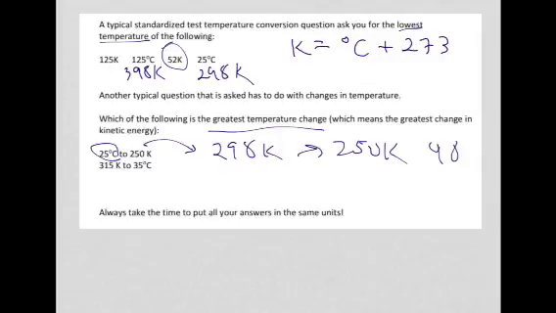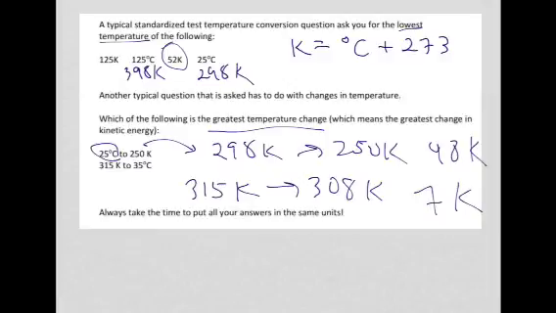And we're going from 298 to 250 Kelvin, which when I take the two numbers and I subtract is 48 Kelvin. Sorry about the handwriting. And then 315 Kelvin to 35 degrees Celsius. 35 plus 273, that's 308 on my trusty rusty calculator. And of course the change here is not as great. It's only 7 Kelvin. So the greatest temperature change was here for the first one.